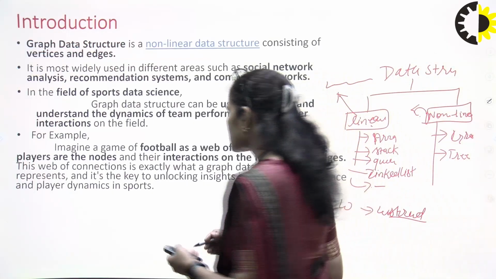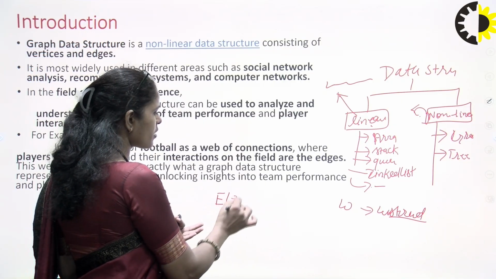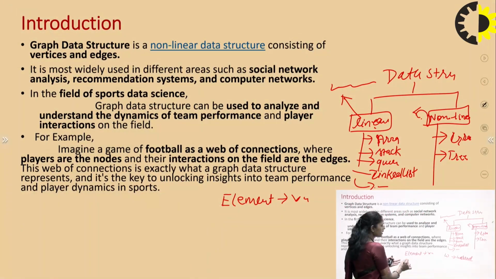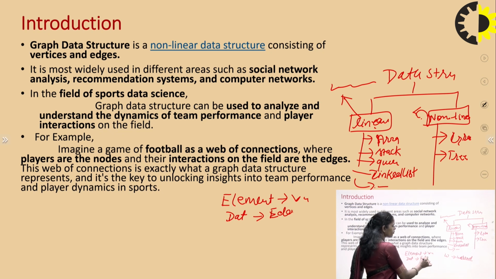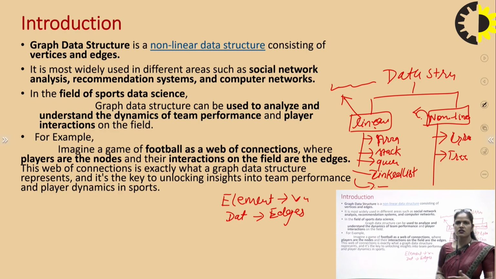In other structures, data is collected as an element, or you can say data, or value. But in the non-linear data structure, data is considered as a combination of edges and vertices, right? Data is collected in the form of vertices, and these vertices are nodes, and nodes are connected with each other by using links, that is, edges. This is the main configuration approach of a non-linear data structure.